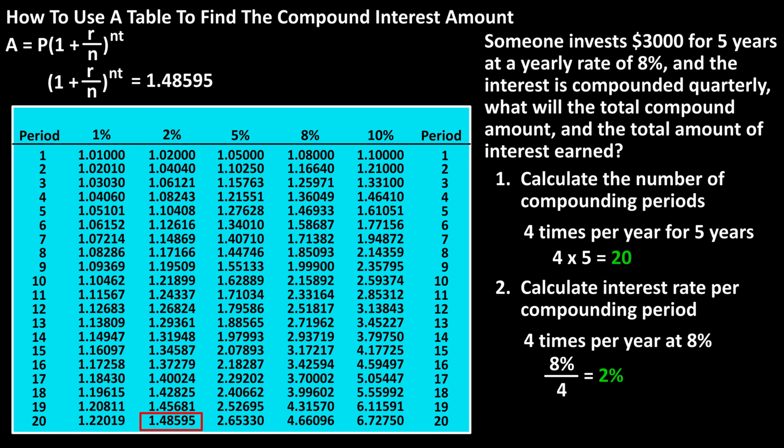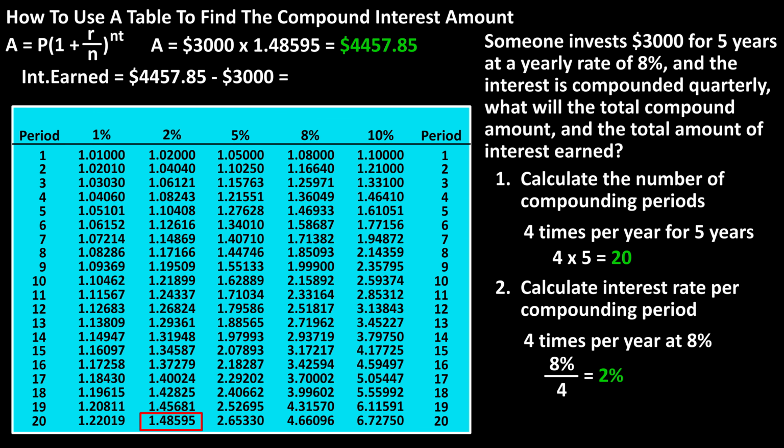So we can plug that value in, and we have A equals 3,000 times 1.48595. Doing the calculation, we get $4,457.85 as the total compound amount after 5 years. To find the interest earned, we take the total compound amount and subtract the principal amount. $4,457.85 minus $3,000 equals $1,457.85 of total interest earned.